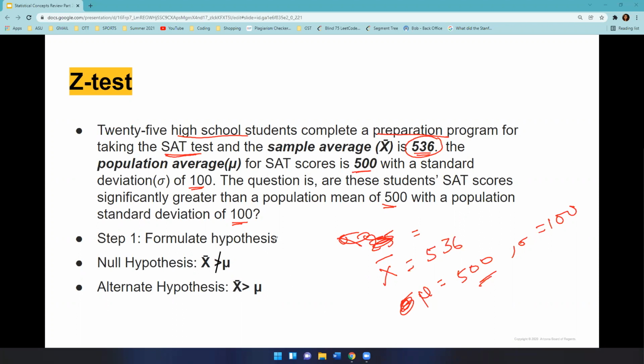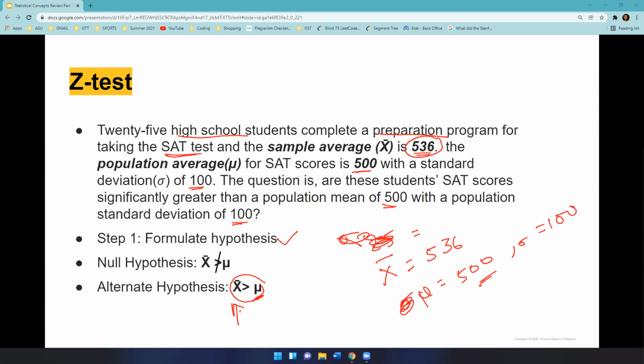So the first step is to formulate the hypothesis. We want to show that the sample mean, the mean of the 25 students, is greater than the population mean. So this is our alternative hypothesis. The null would be just the opposite: the sample mean is not greater than the population mean. So we did the hypothesis statements, null and alternative.